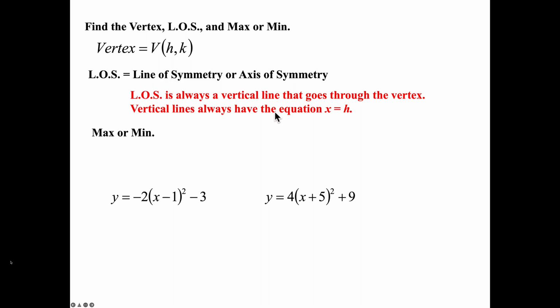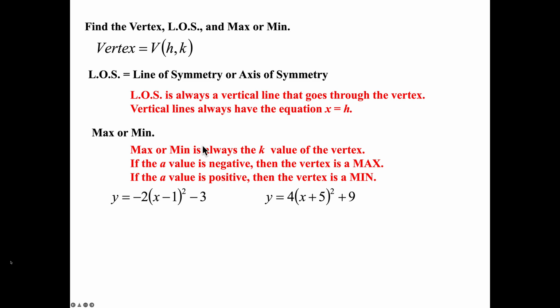Vertical lines always have the equation x equals a constant. Well, what constant do we want? h. So there's my equation of the axis or line of symmetry. Your max or min is always going to be your k value.